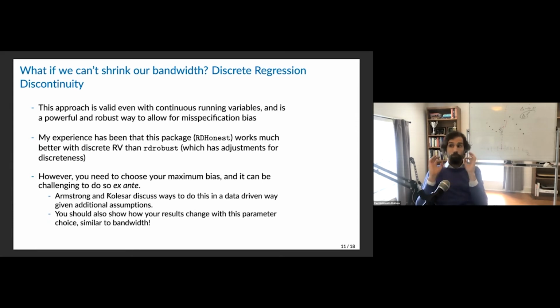Now it has this extremely weird thing that you have to do. It's a new tuning parameter, right? Now I told you had to worry about bandwidth, you had to worry about kernels, blah, blah, blah. Now I'm telling you also have to worry about maximum bias, because that's a thing that you have to choose as a researcher. So that can be hard to do ex ante. Armstrong and Kolesar have, basically this is the theory paper that drives the underpinnings of the Kolesar and Roth paper. Armstrong and Kolesar basically talk about ways to do this in a data-driven way, given additional assumptions. I'll be honest with you.